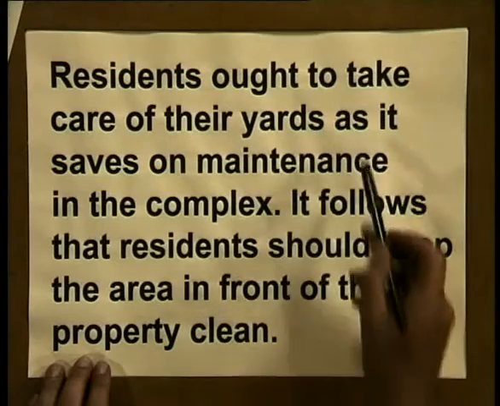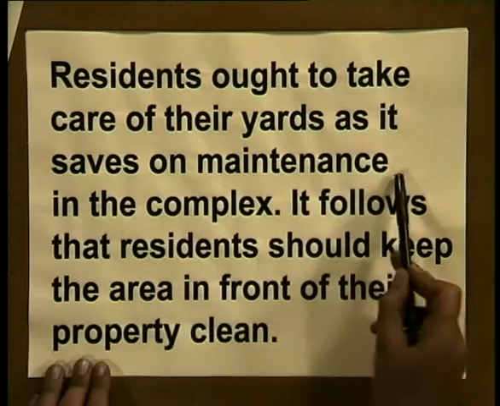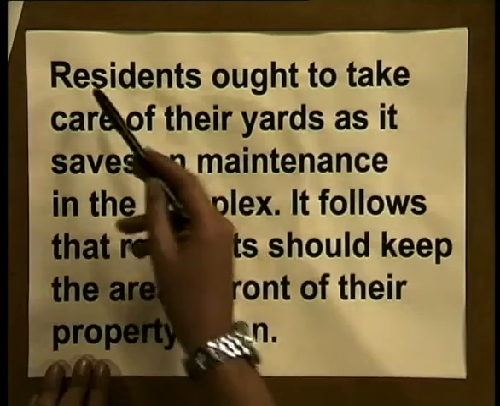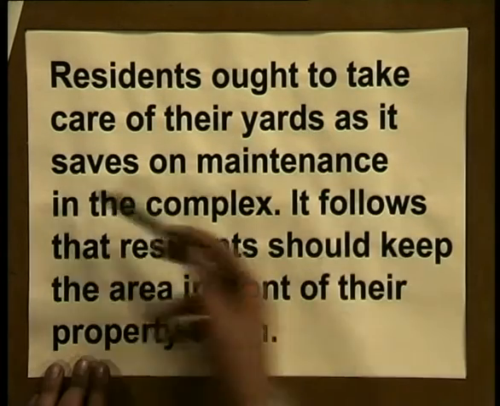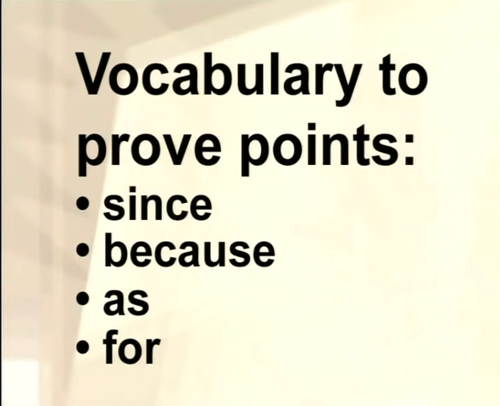Right, now let's look at another type of word, this time the kind which introduces a substantiation. The one we've used here is as. As introduces the reason to support the premise. So, the premise, residents ought to take care of their yards, is supported by it saves on maintenance in the complex. These words are called conjunctions or joining words. They give the reasons for premises. And there are other examples which we've looked at before in this series of lessons. Words like since, for, or because.